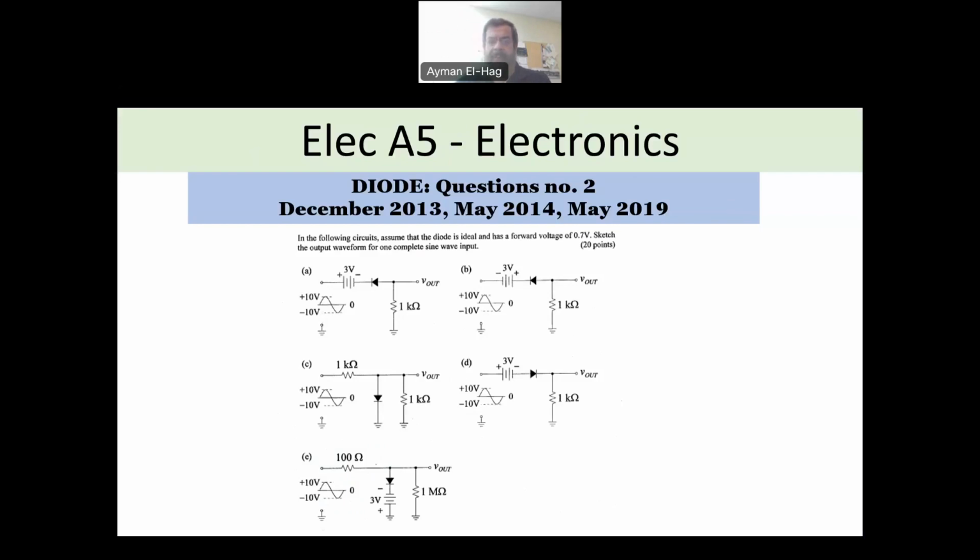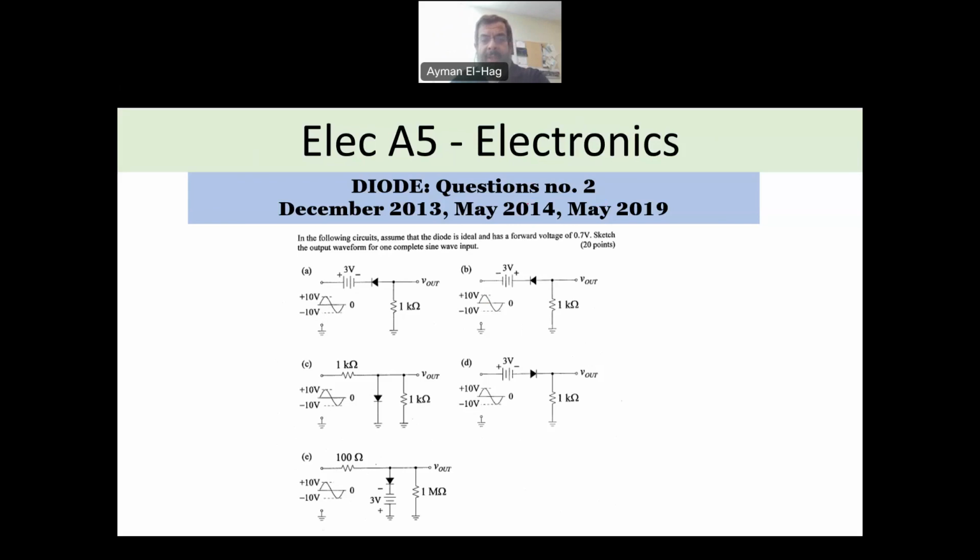This is a diode question, but in this question you have an AC input. In the previous diode question, we had only DC bias, so we had to figure out which diode is forward biased, which diode is reverse biased, and solve the question. Then you have to check the conditions to make sure that the diode was correctly assumed. Now here it's a different question.